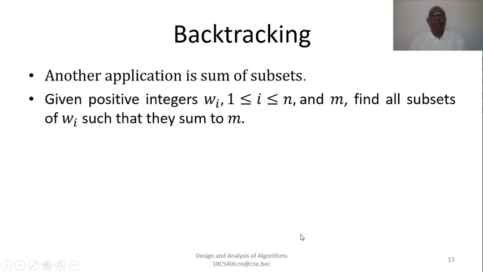You are given positive integers. Of course, at times we call them weights also. The words integers and weights are interchangeable. You are given n integers or n weights. In other words, you are given wi, 1 less than or equal to i less than or equal to n, and you are given another integer m, and the statement of the problem says that you have to find all subsets of the integers given, all subsets of the weights given, such that the sum of these weights or the sum of the integers is equal to m.